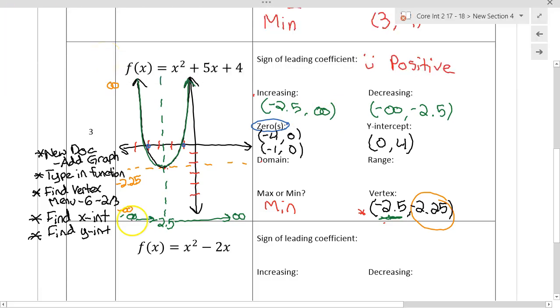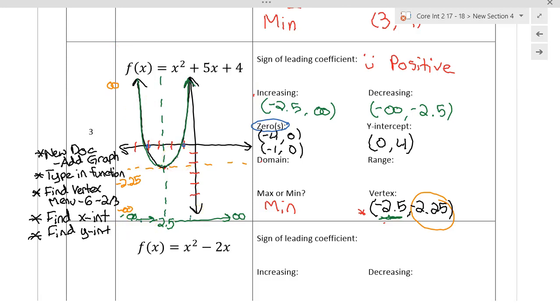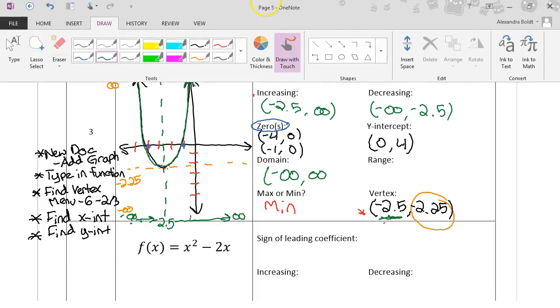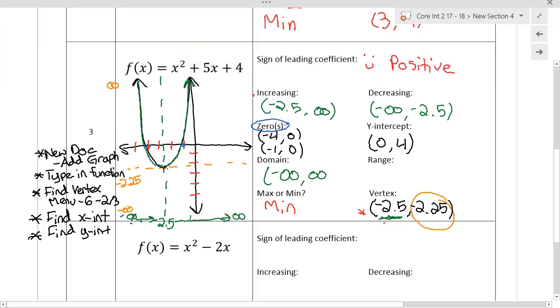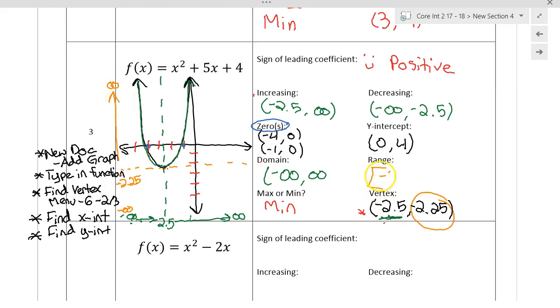Domain, if you look, it's on both sides, right? My graph is in both of these places. So my domain is from negative infinity to infinity. It goes all the way from here towards this side. My range is only between these two, negative 2.25 to infinity. And again, we're going to use that bracket instead of a parenthesis.